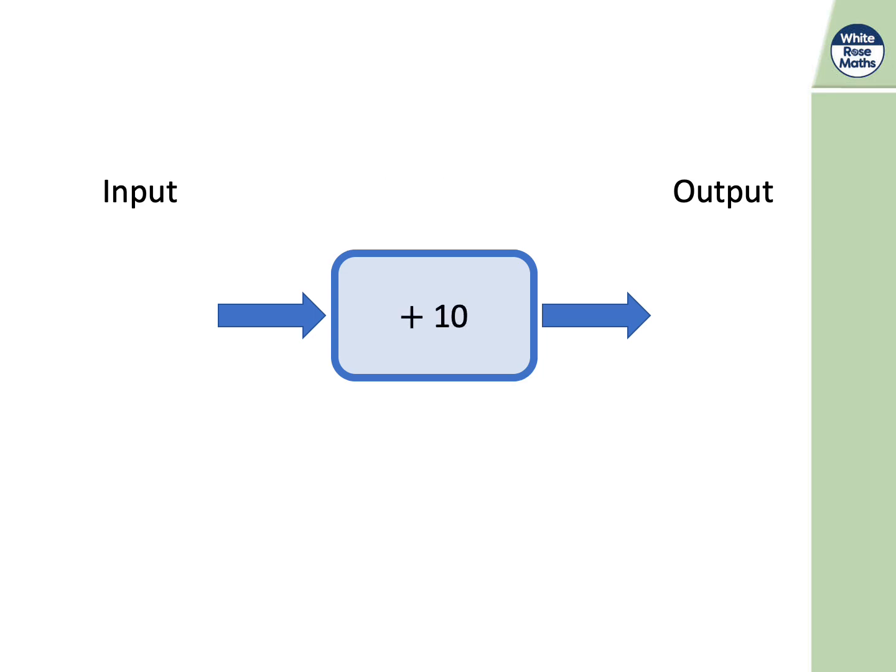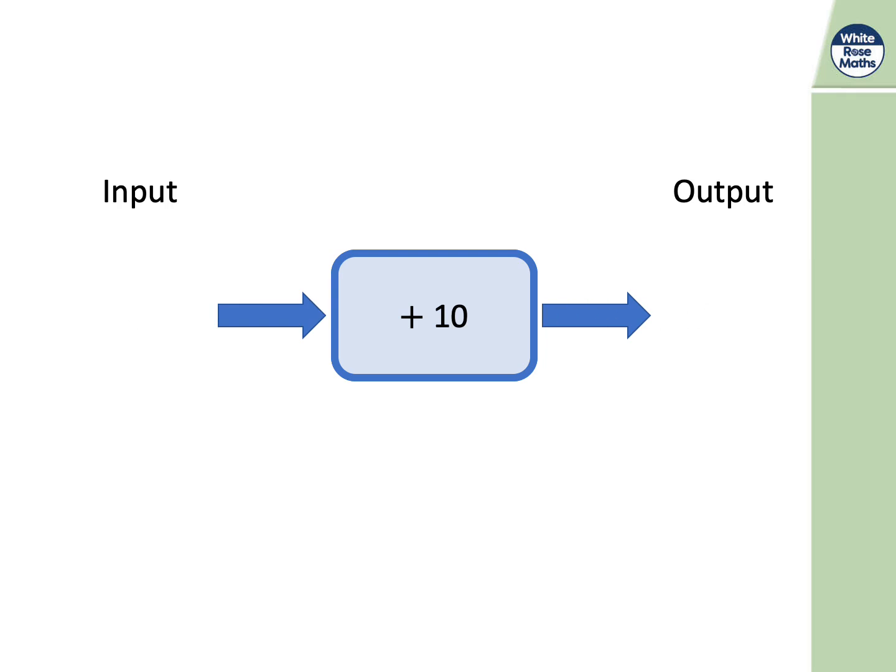In this case, the function is add 10. So let's say that we had an input of 3. To find the output, we need to add 10 to 3, which will give us an output of 13. But we can use different inputs. So let's try an input of 60. So to find the output, we need to add 10 to 60, which is equal to 70.